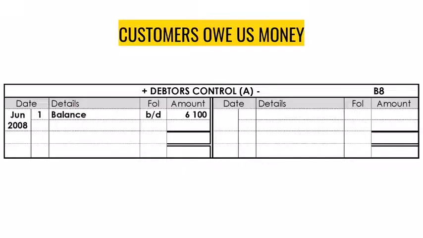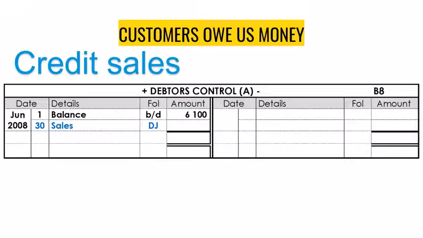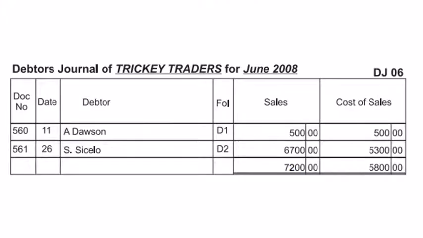Then the way that customers could owe us more money is if we sell more products to them on credit. Remember, if we sell on credit, we don't get the money immediately. The customers will pay us later. So that value comes from the DJ, and you write sales DJ. It's this column total from sales in the debtors journal, the 7,200 Rand that you use.